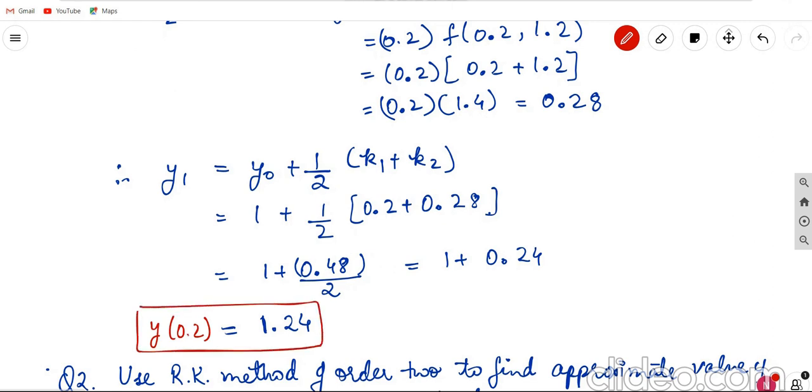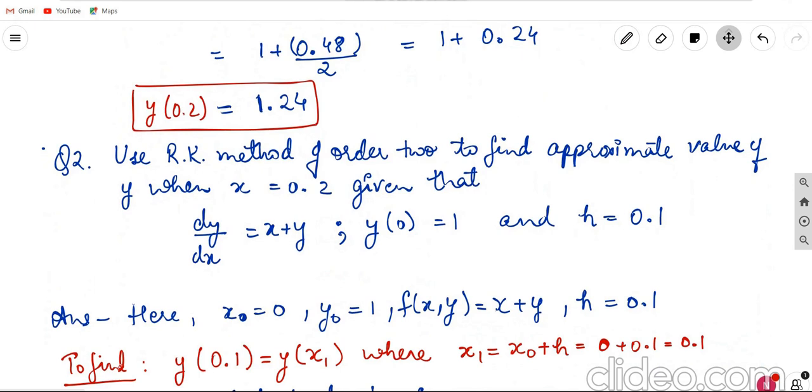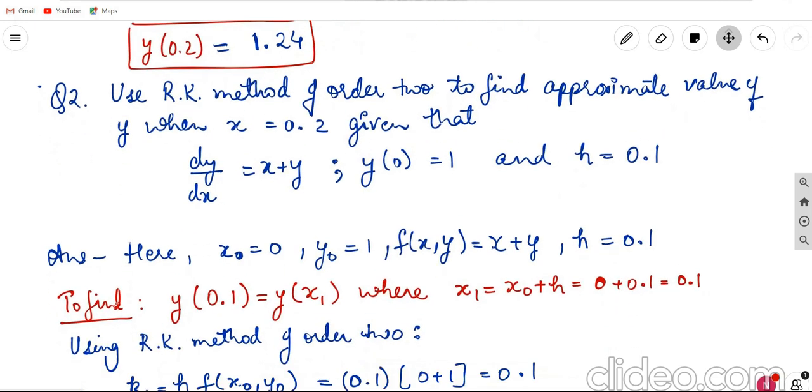Now what if h is mentioned in the question? I have taken the same question here, same f of x, y, same IVP conditions. Use RK method of order 2 to find the approximate value of y when x is equal to 0.2, given the IVP dy by dx is equal to x plus y, y at 0 is equal to 1, and h is 0.1. As h is mentioned, we will calculate the first approximation first, and then move ahead to the second approximation.